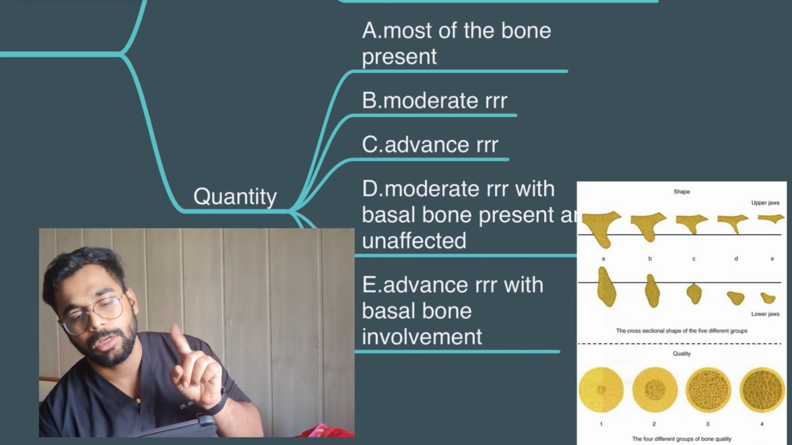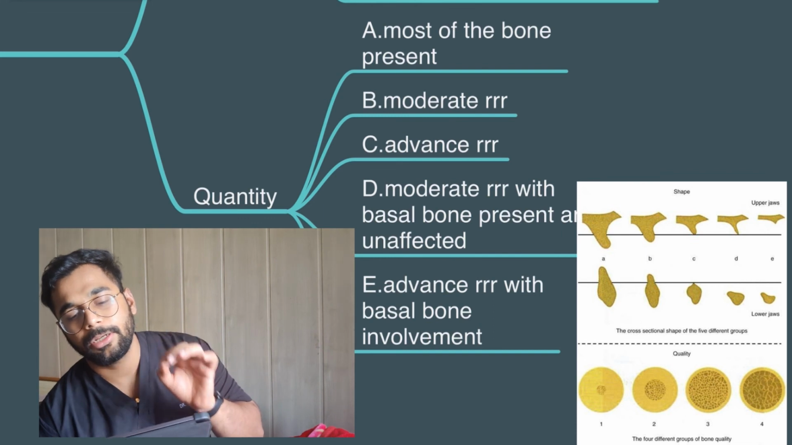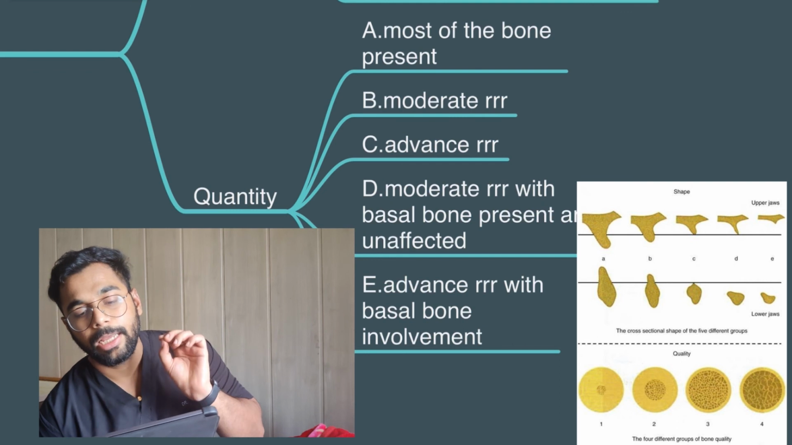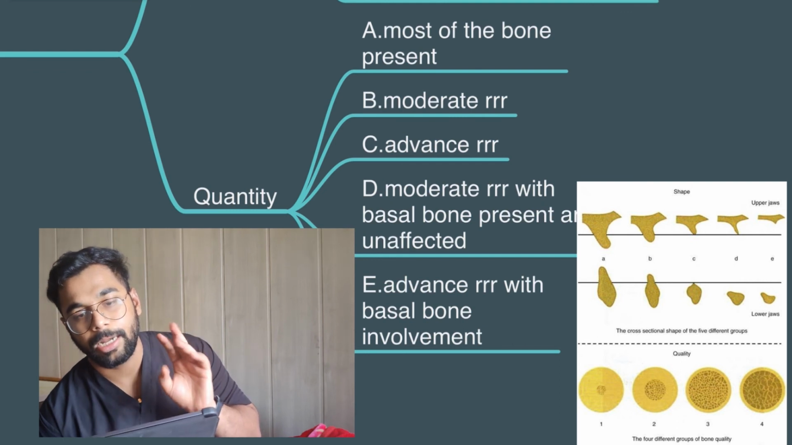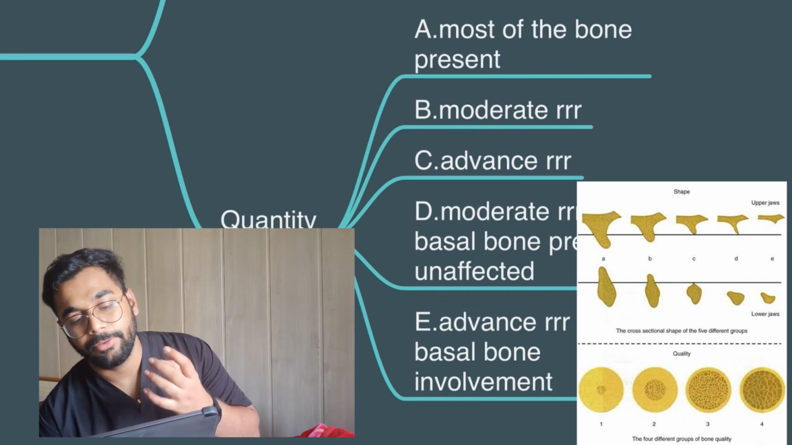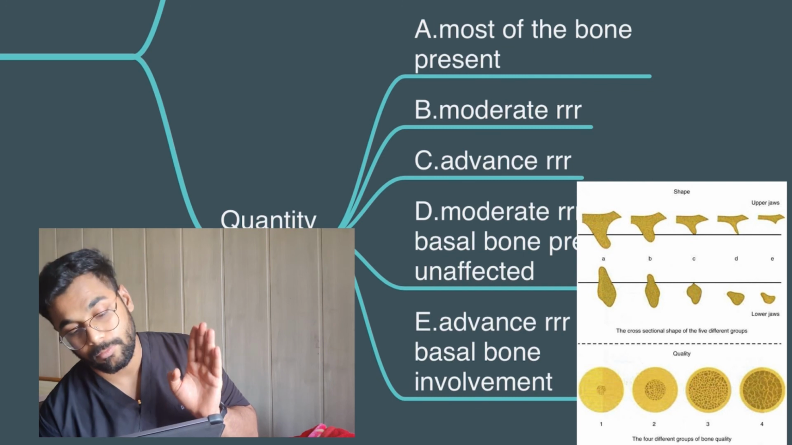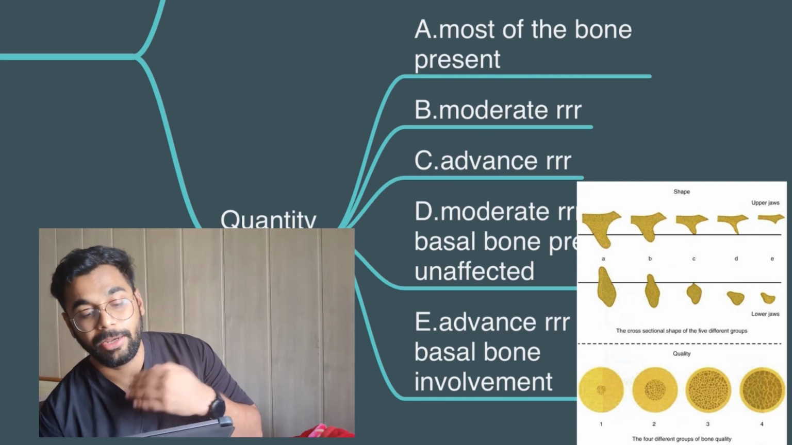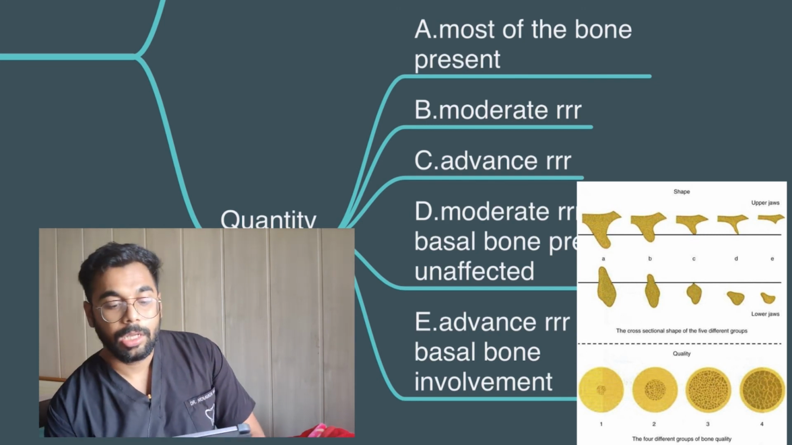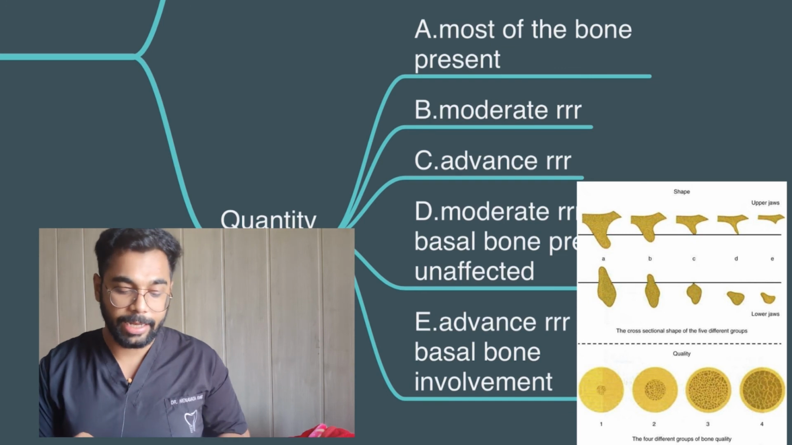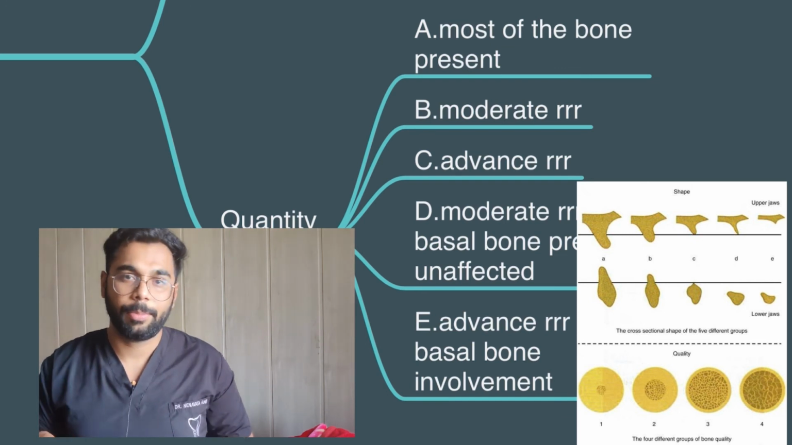Class 2, moderate residual resorption. Class 3, advanced ridge resorption. Class 4, moderate ridge resorption with basal bone present and unaffected. Class 5, advanced ridge resorption with basal bone involvement. So see, it is very simple if you understand the side headings in a very simplified manner.